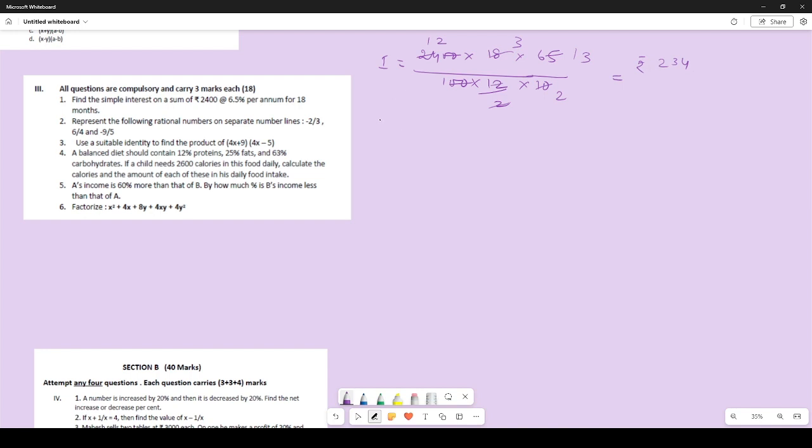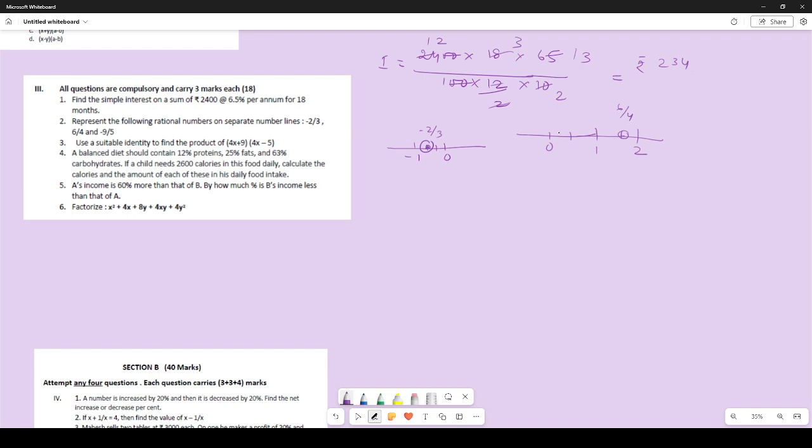Let us move on to the next question, where you have to represent the numbers on the number line. This is minus 2/3. It means it lies between 0 and minus 1. So 3 parts, and this will be your minus 2/3. Same way over here, 6/4. The 6/4 can also be represented as 3/2. So 1, 2, 1, 2, 3. This becomes your 6/4 or 3/2.